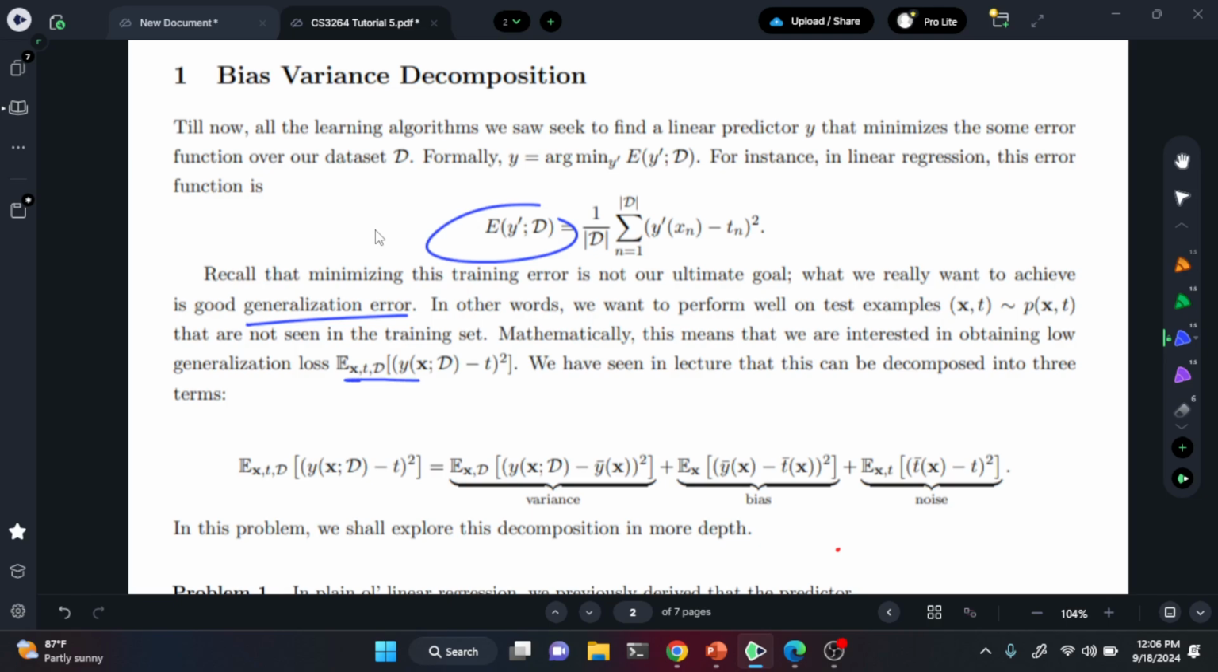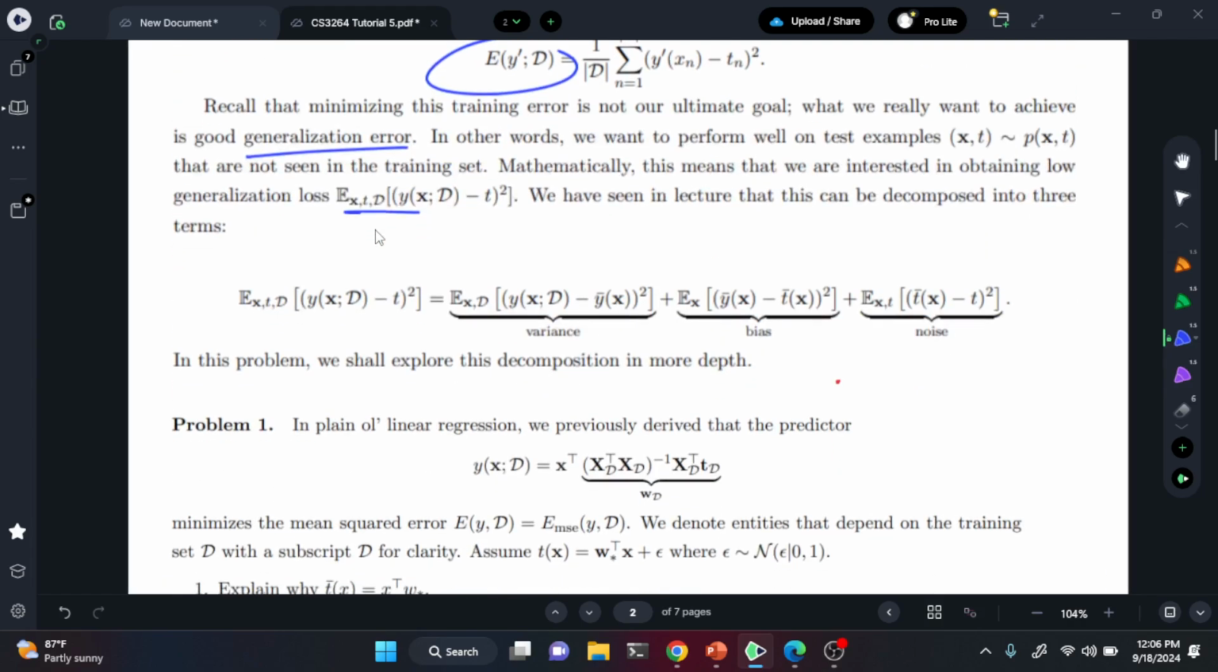This is basically the expectation of your loss given your y, given your x, given your targets, and given your data set. So we want to find the expectation across all sample data sets that we have. That's essentially our expectation here. So we see that this generalization error will be split between variance, bias, and noise.